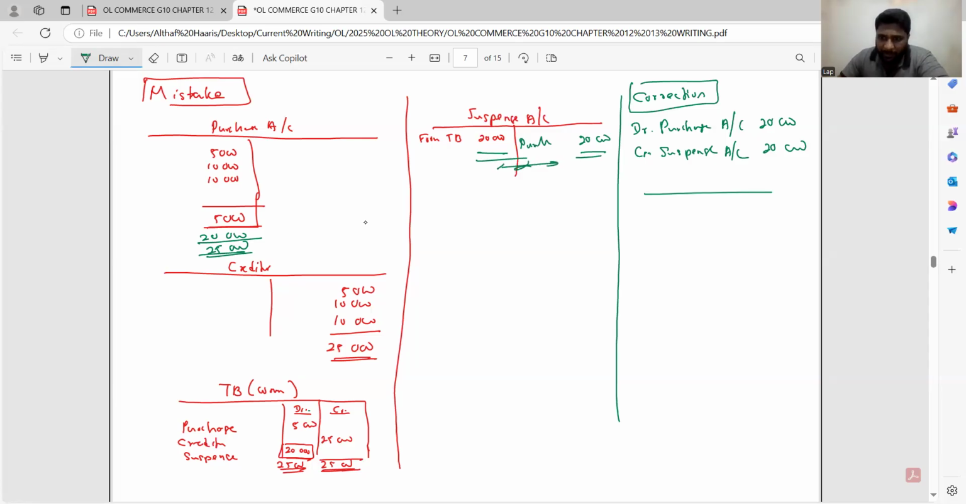If you prepare the corrected trial balance now, debit, credit, trial balance, corrected one. Now in the purchase account, you have 25,000, creditor 25,000. So simply, what is the learning that you have to get? The learning.